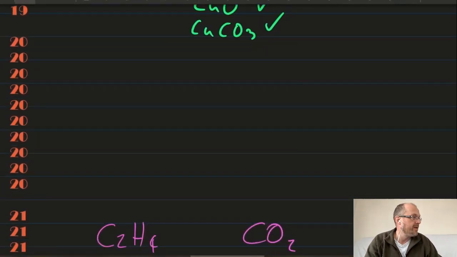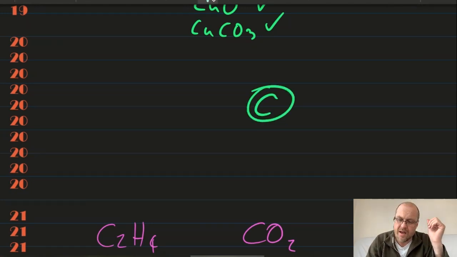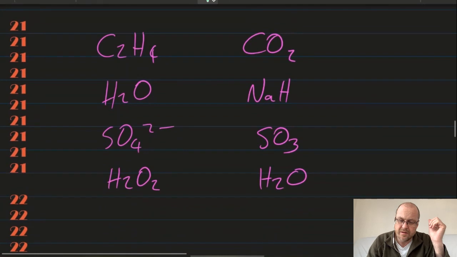20. Which statement is correct? A strong acid is a good proton donor? Yes. So a strong acid has a weak conjugate base, and a weak acid has a strong conjugate base. The theory's tricky. Just remember that. So it's C, isn't it? 20C? Yeah. Strong acid has a weak conjugate base.